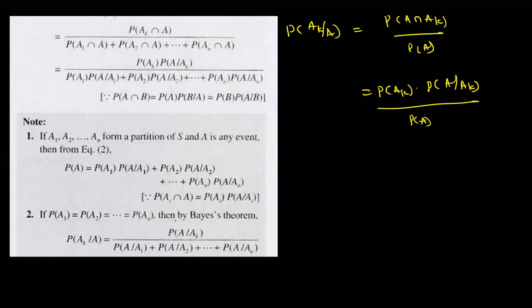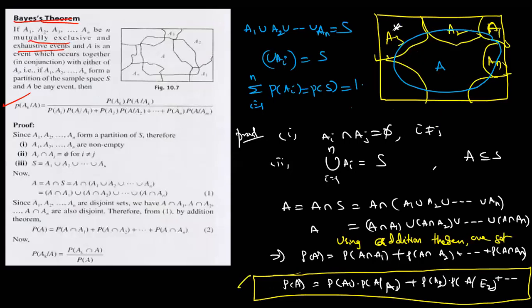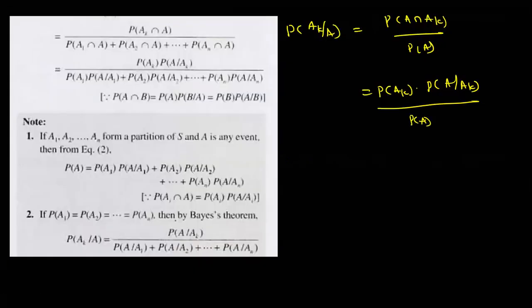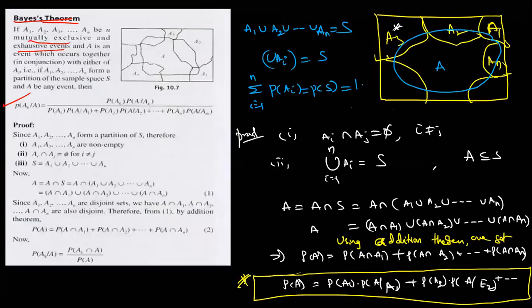So what is P of A? This is the total probability, see this one. Therefore, P of AK by A is equal to, how to write? P of AK into P of A by AK, divided by sigma. Dear students, directly, how do we write this? Symbolically, I'm writing once again. Symbolically, I can write P of A is equal to sigma P of AK into P of A by AK, K running from 1 to N. That's the meaning.